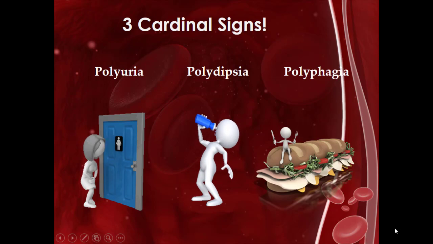So there's 3 cardinal signs for diabetes: polyuria, which is frequent urination; polydipsia, excessive thirst; and polyphagia, excessive hunger. If your patient has checked no to having a diagnosis of diabetes on their medical history, but they have checked yes on frequent urination or excessive thirst, then that's a sign for us to go ahead and take a quick glucose reading chairside to see where they are ranging.